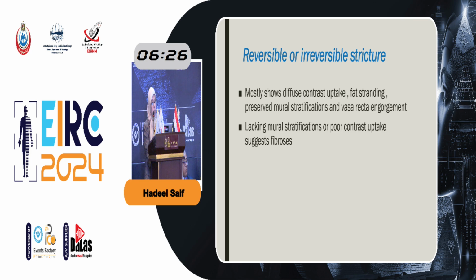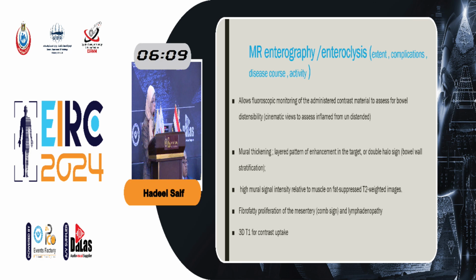Reversible or irreversible stricture is very important data to mention, and usually the reversible stricture shows diffuse contrast uptake with fat stranding and preserved wall stratification, vasa recta engorgement. The lack of mural stratification or poor contrast uptake suggests fibrosis.